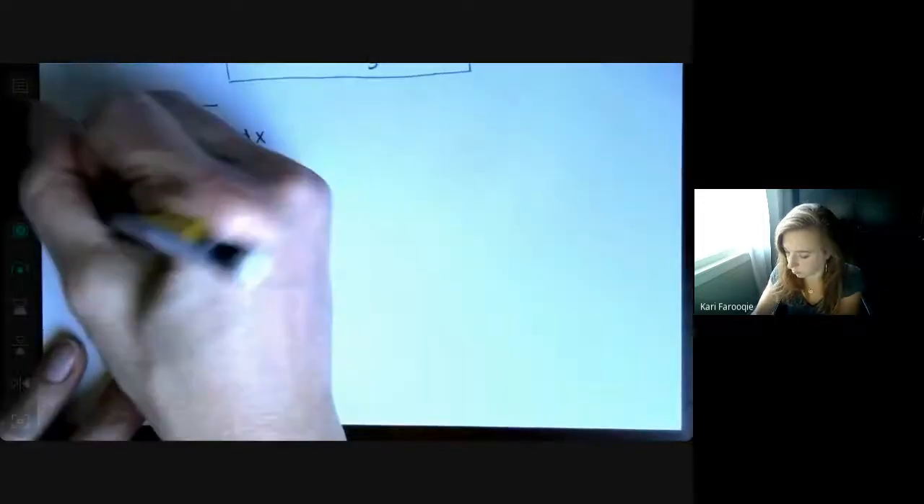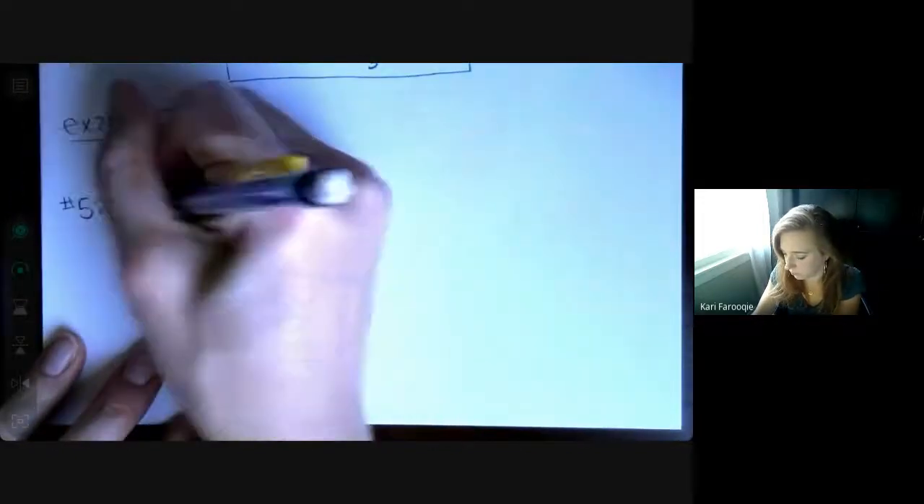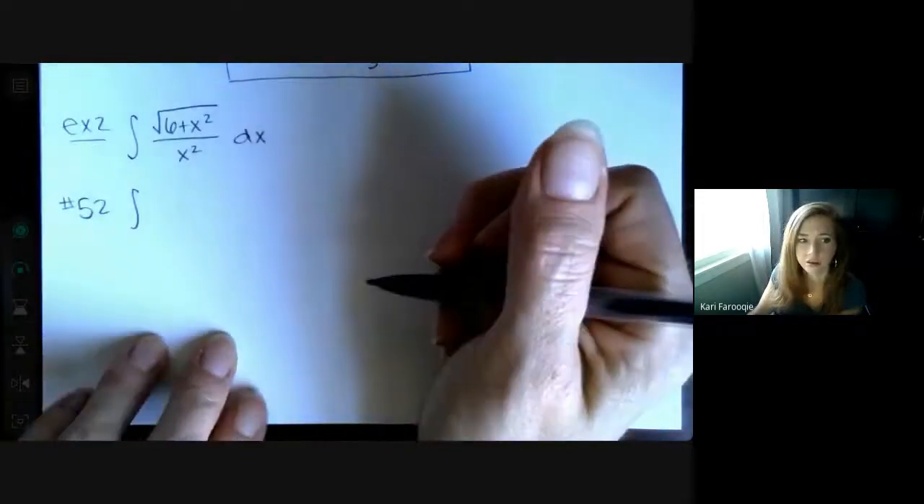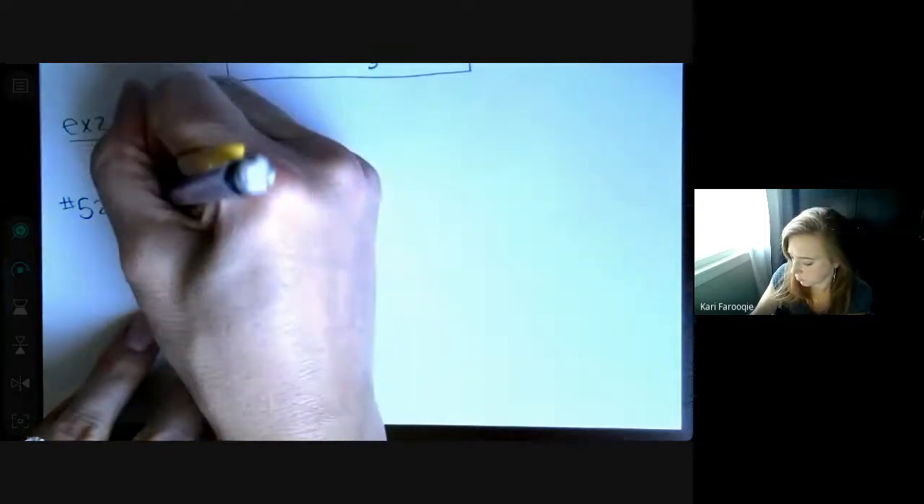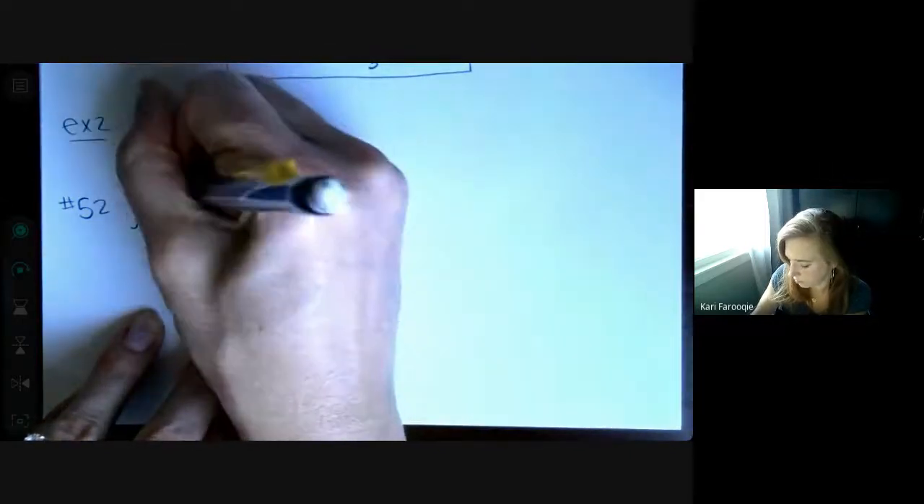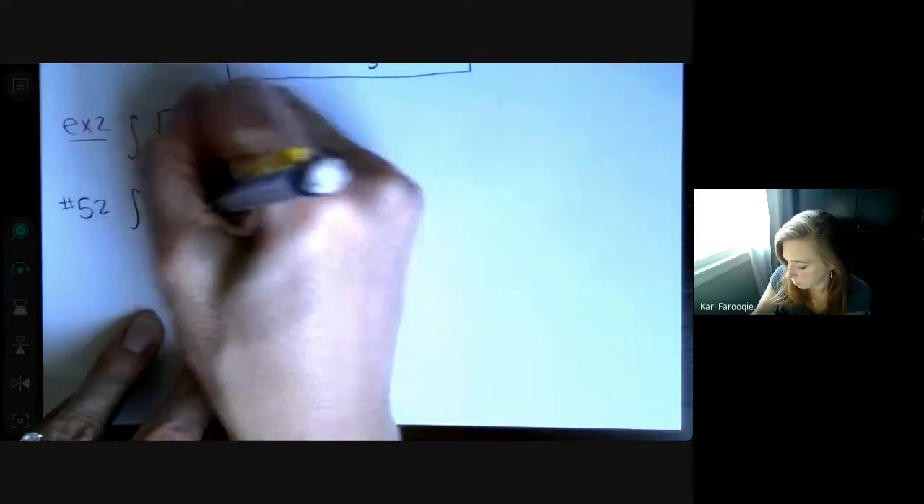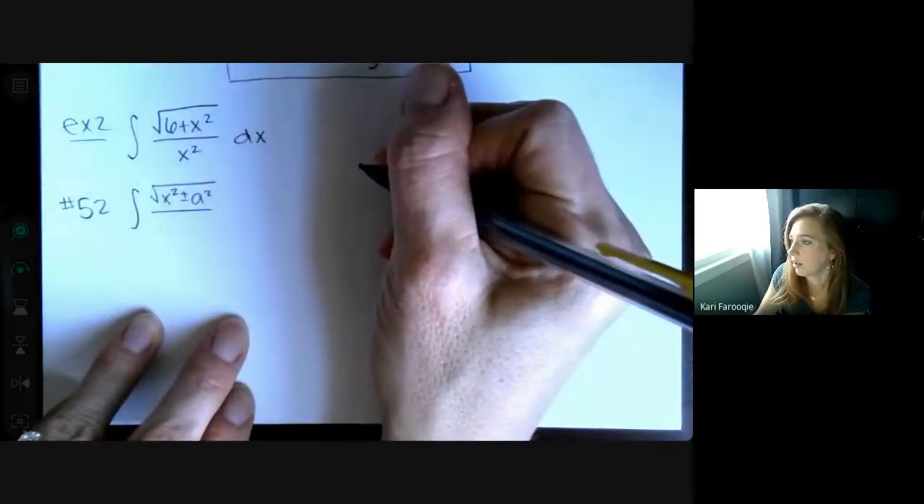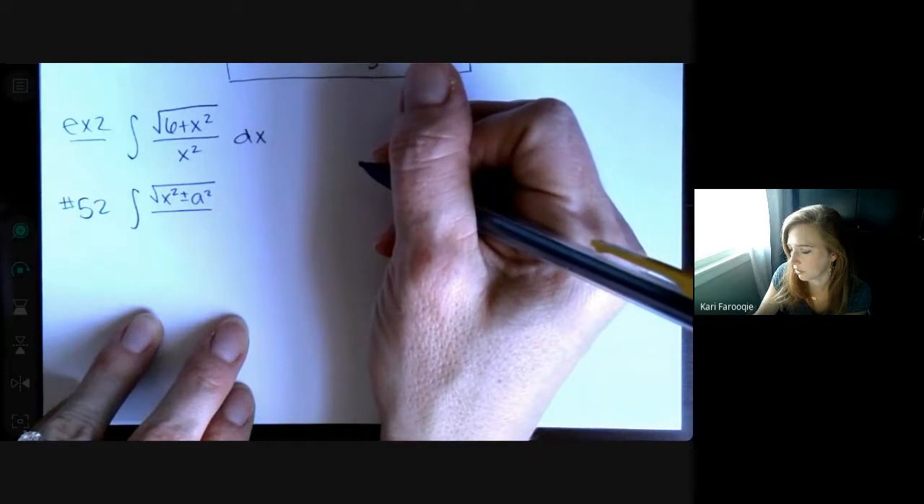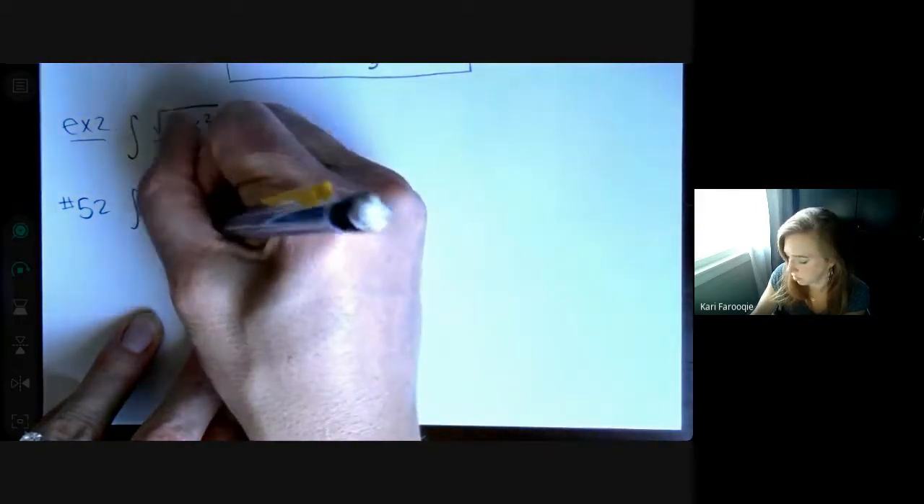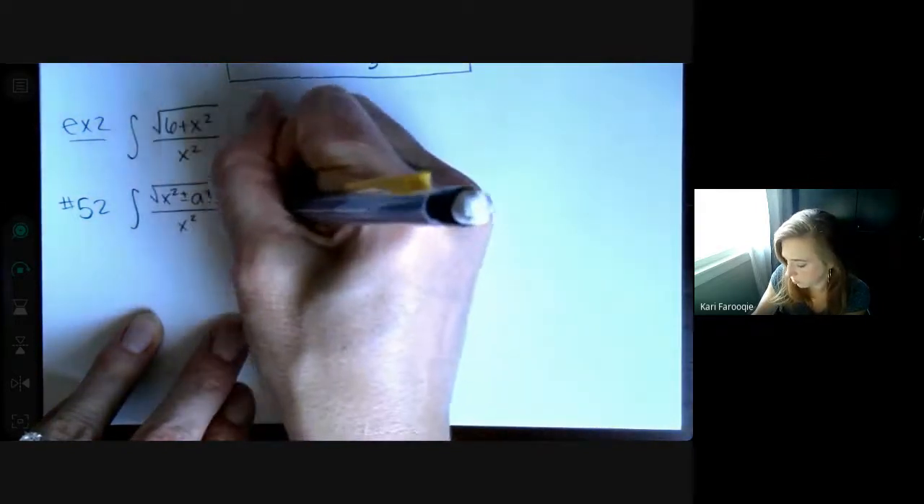So I'm going to write down number 52. So this is the integral of the square root of x squared plus or minus a squared. Sometimes you'll see that, and you'll just have to follow the signs in the formula so that they match the ones that you have.